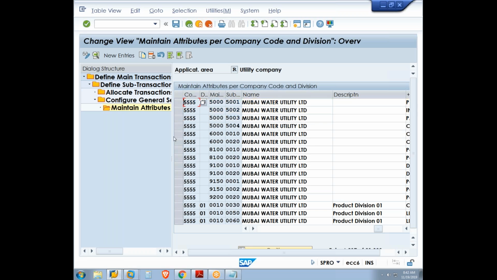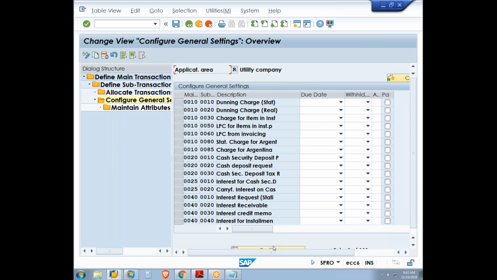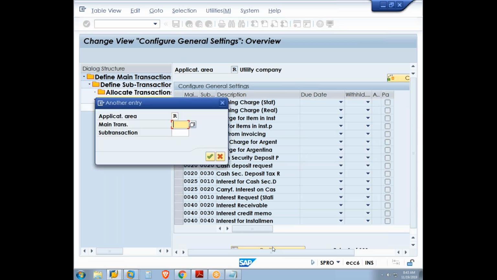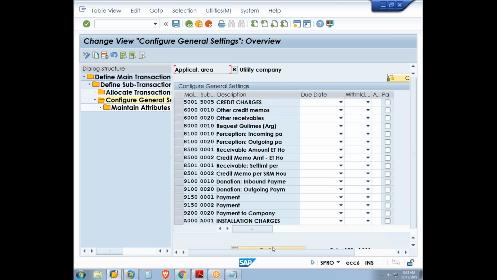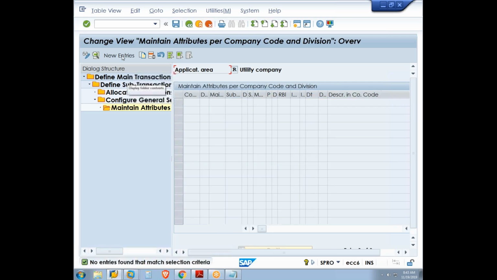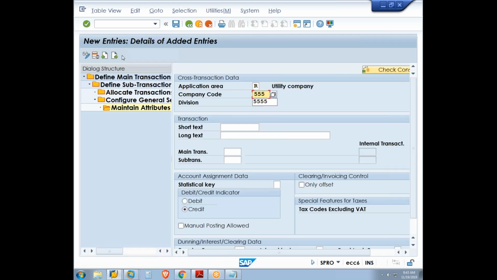Now I will maintain also for credit posting. So go again to configure general settings. This time I will select application area R, main transaction 5001, for which this is a sub transaction. Maintain attributes for company code, a new entry. Company code is 555 and here I will set credit posting to the contract account, the credit charges. Main transaction is 5001 and the sub transaction is 5005. This time I will select it as credit, and manual posting allowed. Enter and then save it.